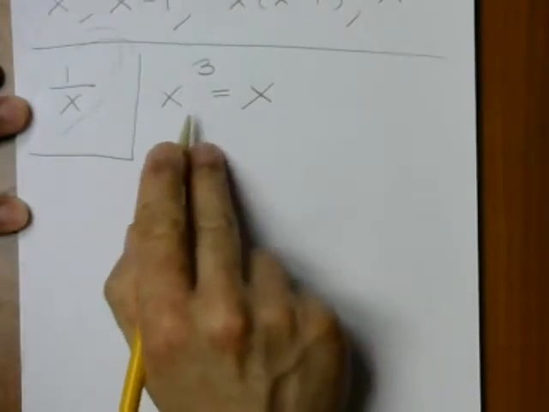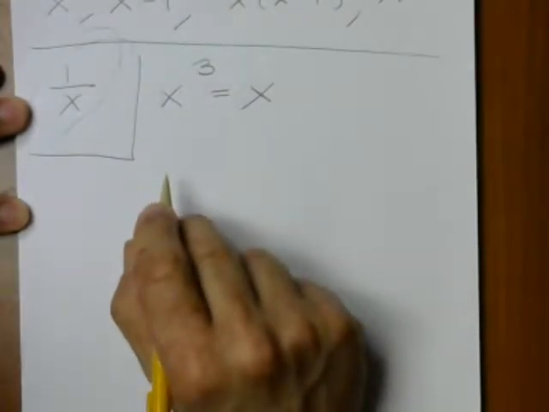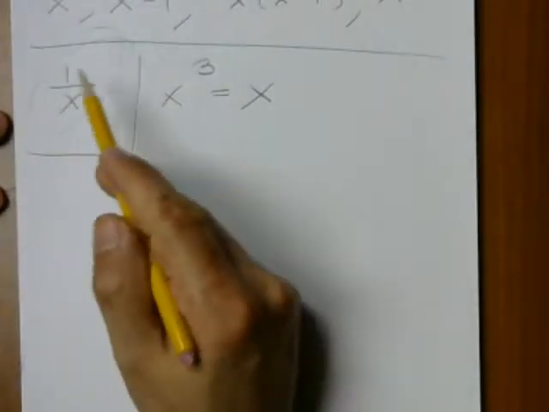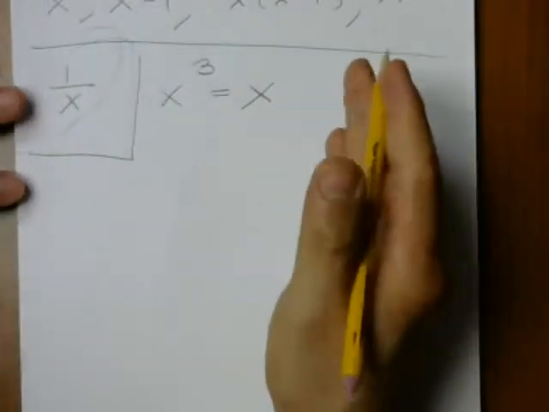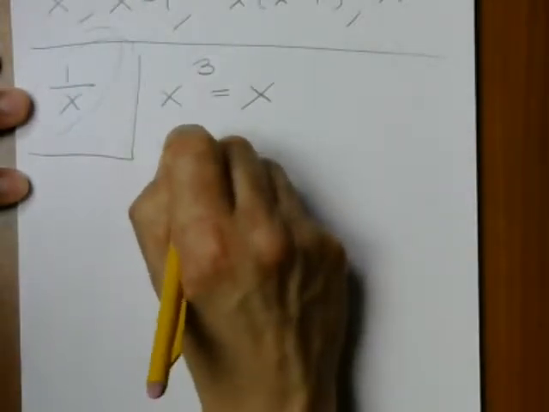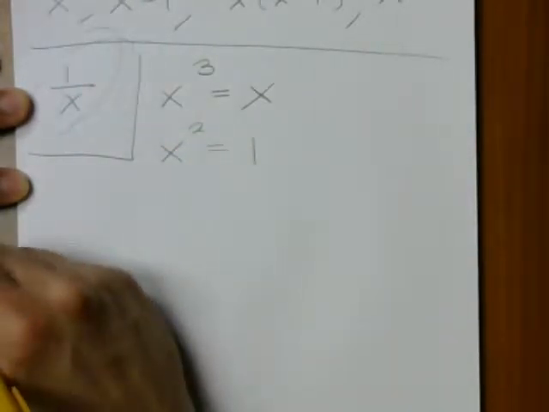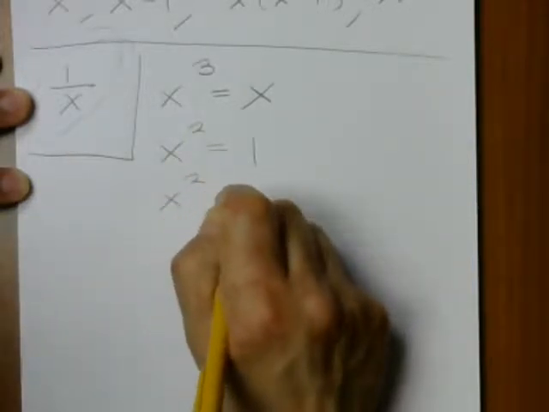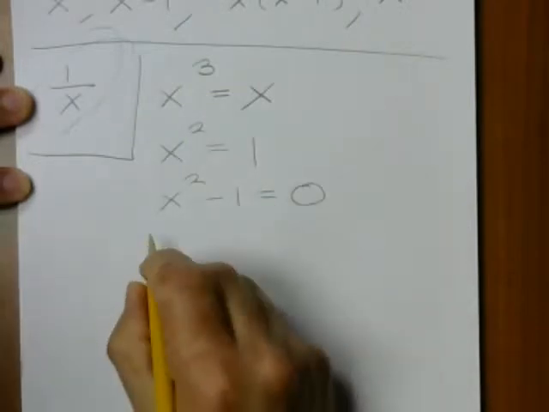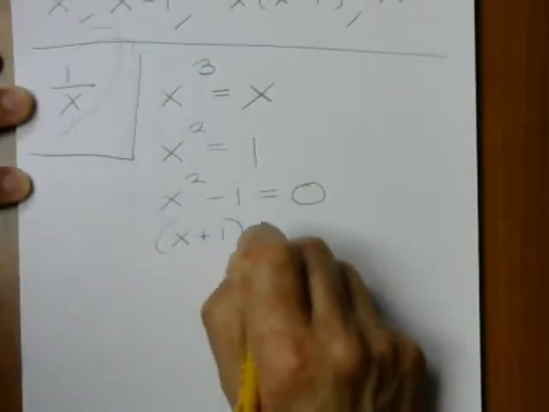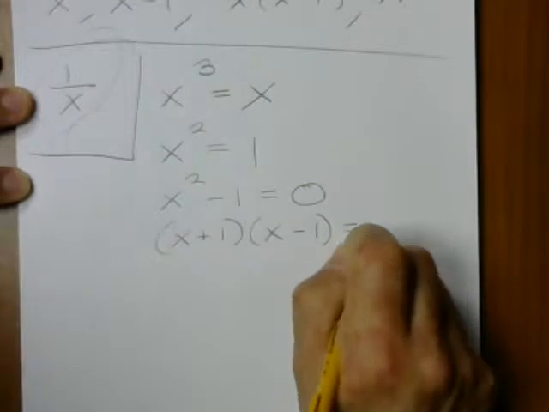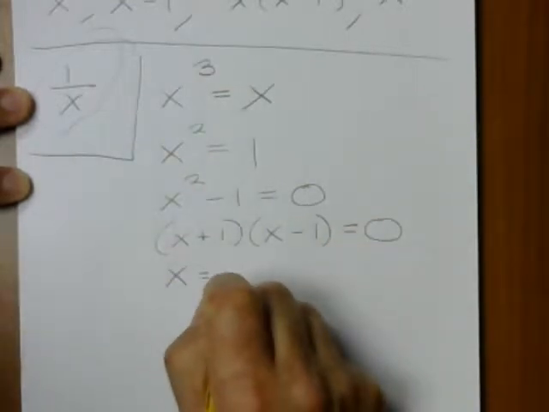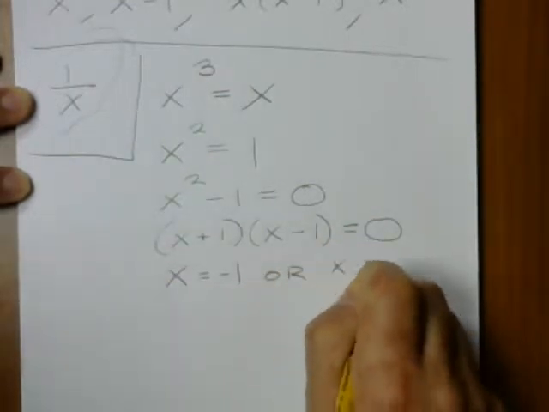This equation, x cubed equals x. How might we solve this? Well, one thing you could say is, hey, let's just multiply both sides by 1 over x. Let's say we do that. Now we have x squared equals 1. Well, we can solve this. It's a difference of squares. So I know that either x equals negative 1 or x equals 1.